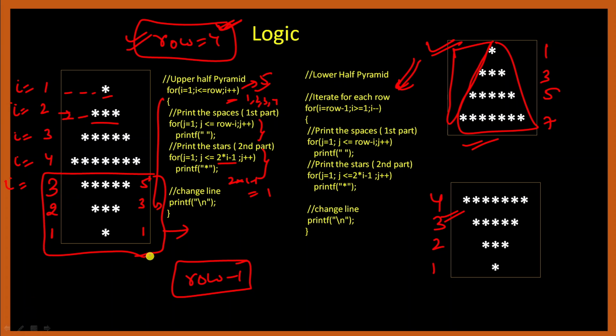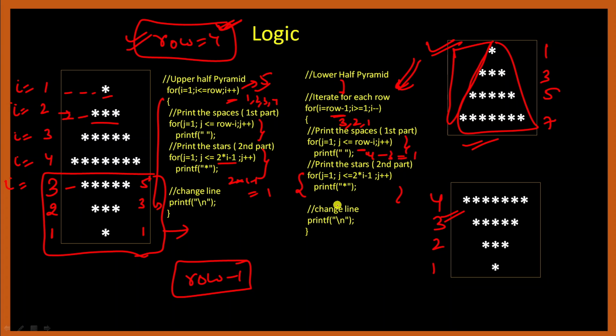Now in that sense, I have taken numbering of rows from row minus 1, that is 4 minus 1, 3. So this will run 3 2 1 in this way, and accordingly this will run. So for I equal to 3, this will run. How many spaces does it have to print? Only 1. The row variable is the same, 4. 4 minus I value, which is 3, so 4 minus 3 is 1. One time this will run.